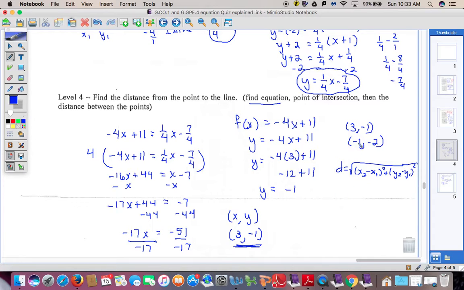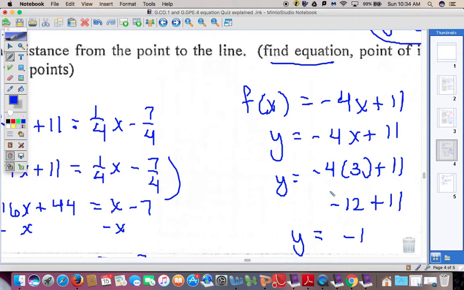I can let this one be my x2, y2, and I'll let this one be my x1, y1. So I have 3 minus a negative 1, squared, plus negative 1 minus a negative 2. Sorry, I ran out of space over here. Let me zoom in a little bit. Maybe I can write a little smaller.